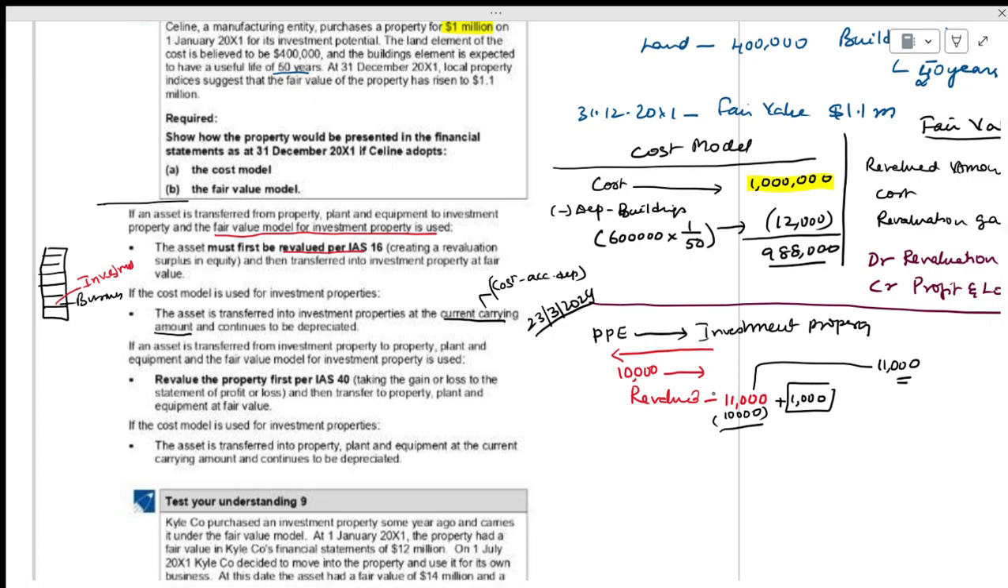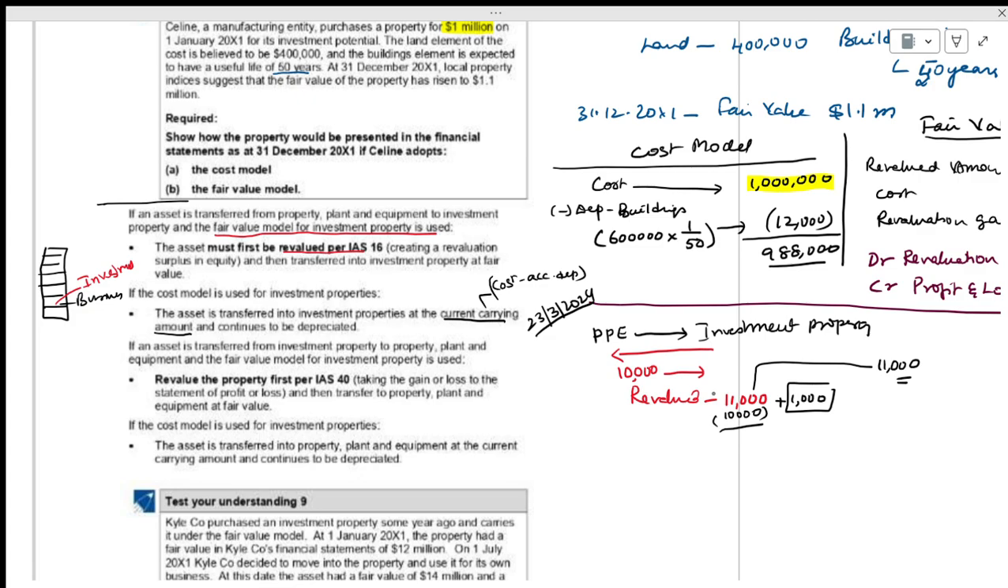Means very simple. If it is transferred as per the revaluation model, first you have to calculate the revaluation and subsequently you have to transfer to the investment property. If it is as per the cost model, we have to take the current carrying amount. Now, what is the other option?